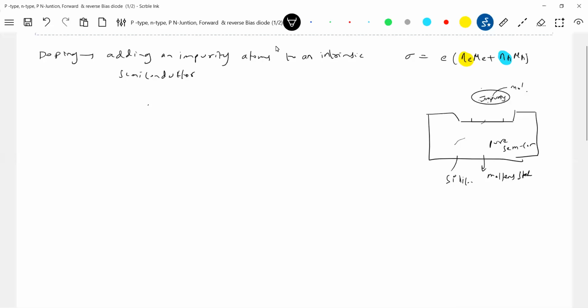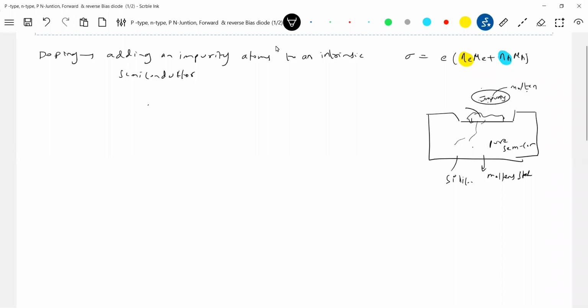So for a pure, intrinsic semiconductor which is in molten state, I'll add impurity atoms which are also in molten state. Then due to diffusion, it will spread, because the moment impurity atoms come here, the number of impurity atoms is more here and less there. Therefore, it starts diffusing.